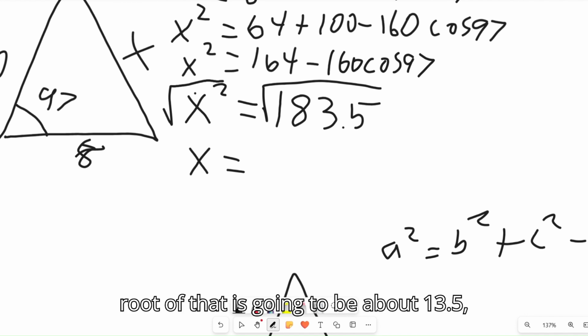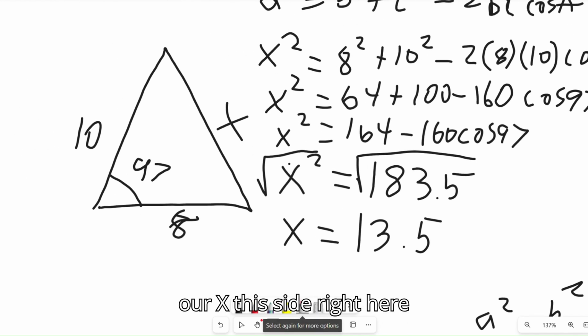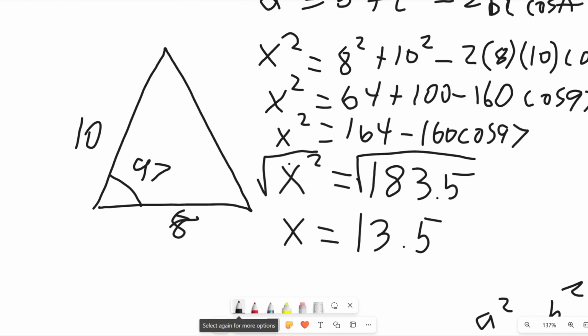So 183.5, the square root of that is going to be about 13.5, meaning that our x, this side right here, is 13.5.